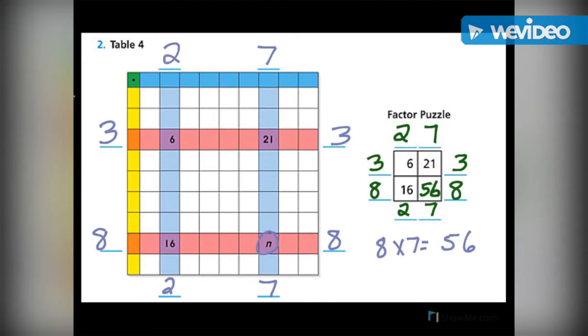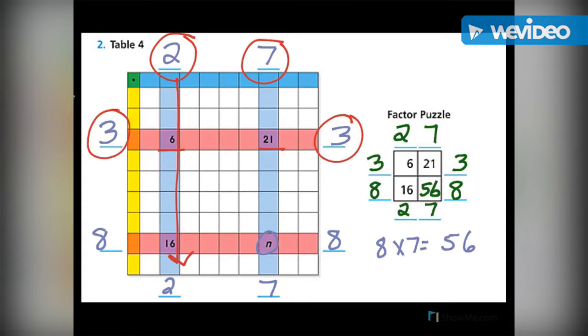You should have figured out that 3 is a factor of both 6 and 21. Then you should have figured out that 3 times 2 is 6, and 3 times 7 is 21. Down below, if we carry that 2 straight down, then I can ask myself, 2 times what number is 16? Well, that's 8. So if I have an 8 on this side, I'm going to carry it straight across.